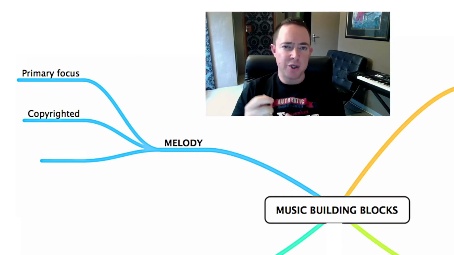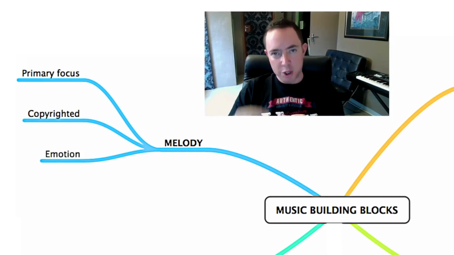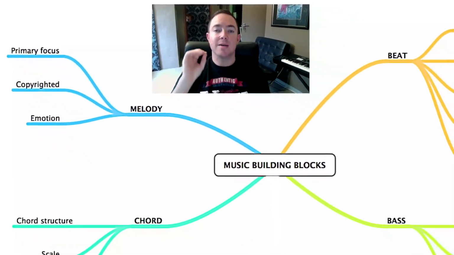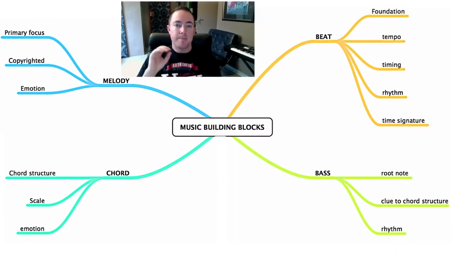And the final function of the melody is emotion. So just like the chordal element brings emotion, so does the melody. As you can see, there's a lot of interplay between these four building blocks. For example, there's a lot of rhythm in beat and bass. They share that in common. When it comes to rhythm, they're in tandem.